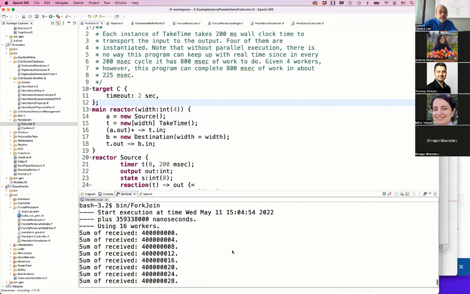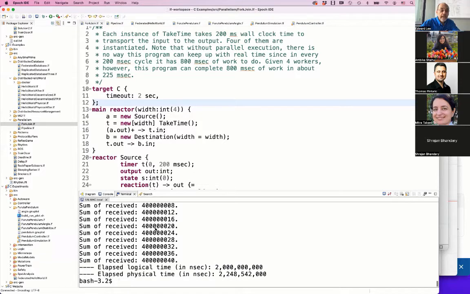Okay, so if I run this fork join program that just got generated, notice it tells me that it's using 16 workers, and the reason is that by default the runtime engine here figures out how many cores are available on this machine. This machine has 16 hardware threads. It's actually 8 cores, but it interleaves 2 threads on each core. So it can execute 16 threads simultaneously on the 8 cores. All right, and so it uses 16 workers by default. And notice that it executed 2 seconds worth of logical time in 2.2 seconds.